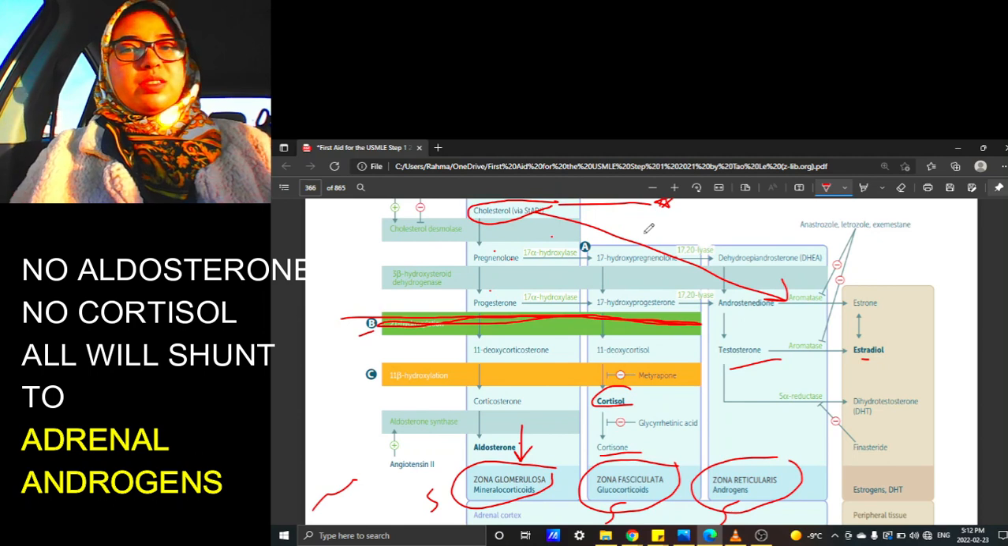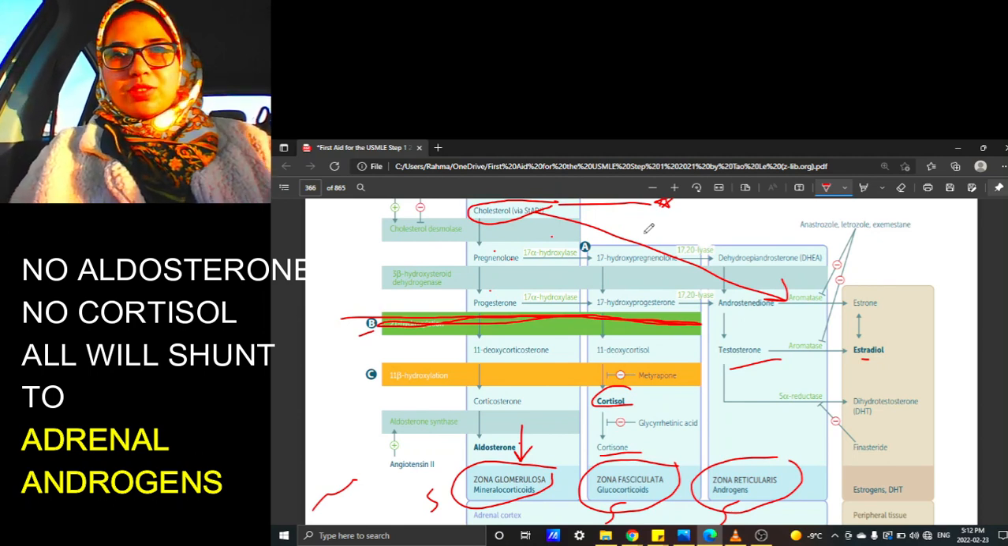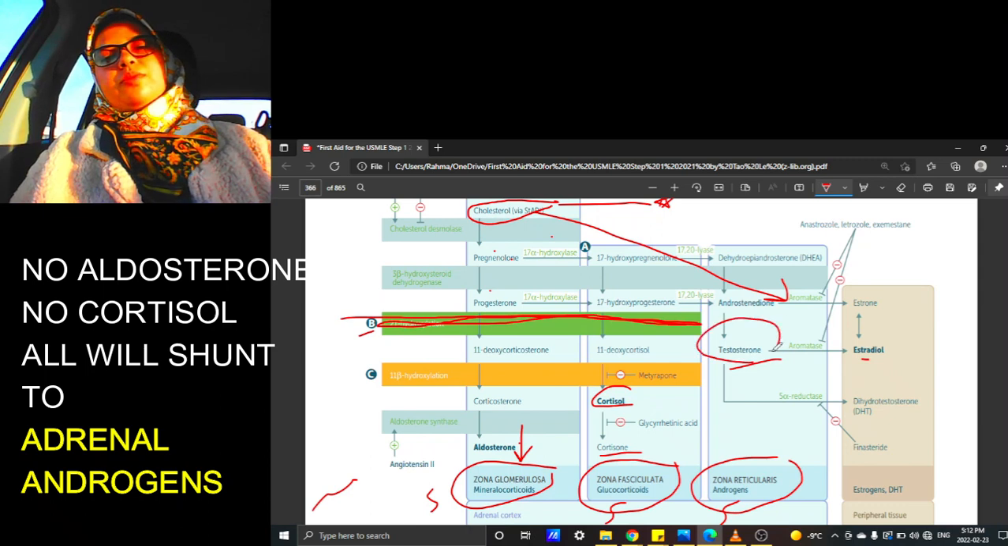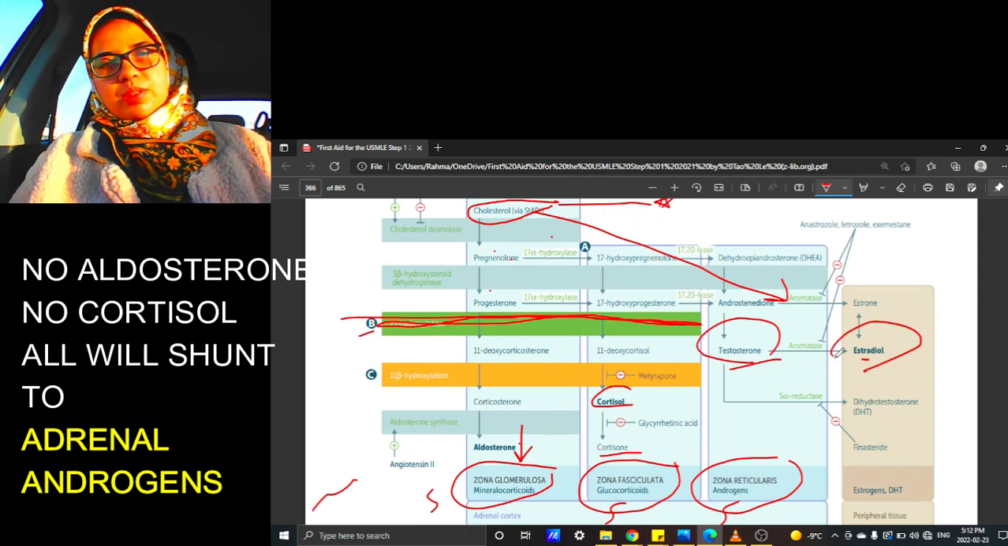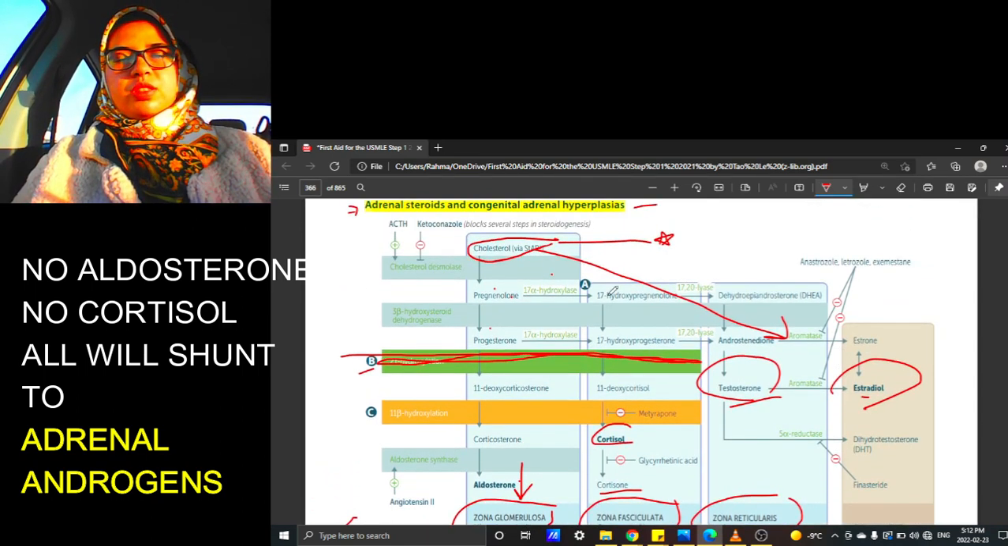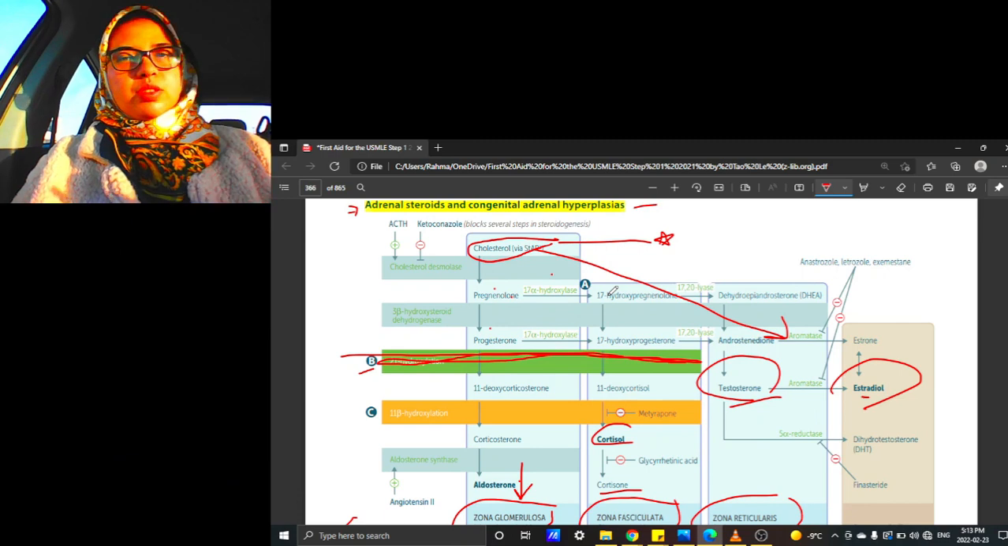Well, all these precursors now are all going to shunt into adrenal androgens. So I'm going to make a huge amount of testosterone and a huge amount of estradiol if I need to convert that peripherally. So you're going to get a patient that has decreased blood pressure because of decreased aldosterone. You're going to have decreased cortisol, and you're going to have increased adrenal androgens.